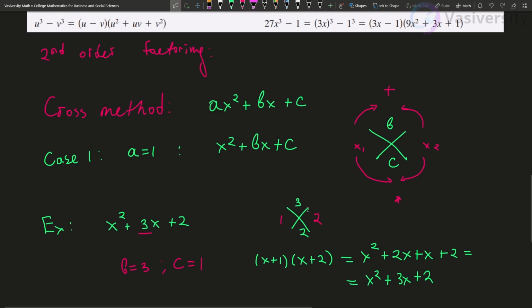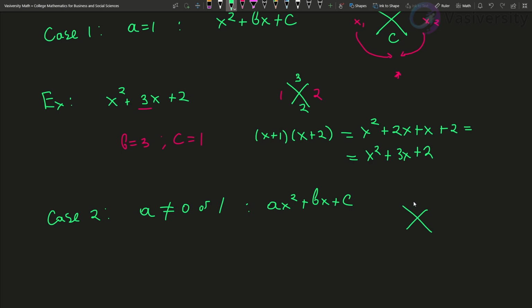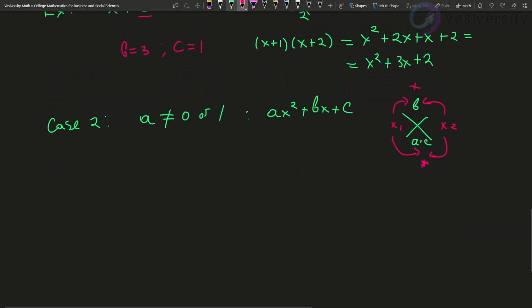So in case a is not equal to 1, case 2, a is not equal to 0 or 1, we have ax squared plus bx plus c. Our cross method reduces to the following. It's going to be b and then a times c. So we still have x1 and x2, and we have addition and multiplication. But now this example is a little bit trickier.